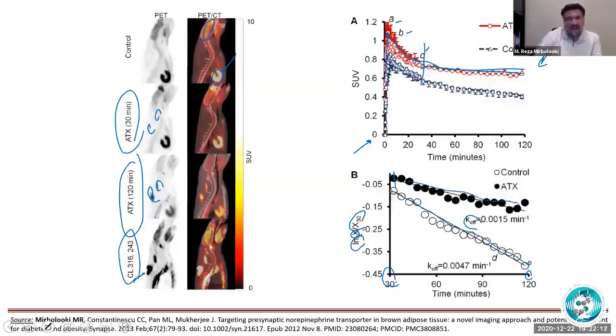And we saw that without atomoxetine, this clearance rate is much, much faster than the clearance rate when atomoxetine is there. So it looks like atomoxetine being there kind of pushes this beta-3 adrenal receptor to work for a longer time, and lets more F18-FDG go to the brown fat.